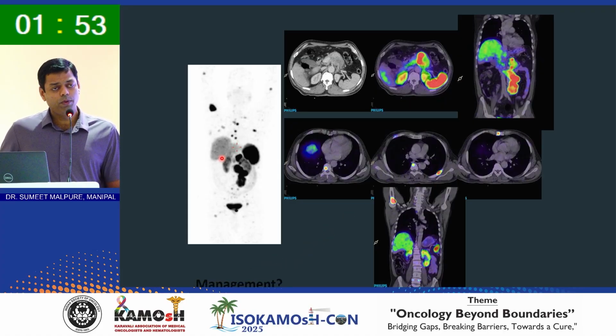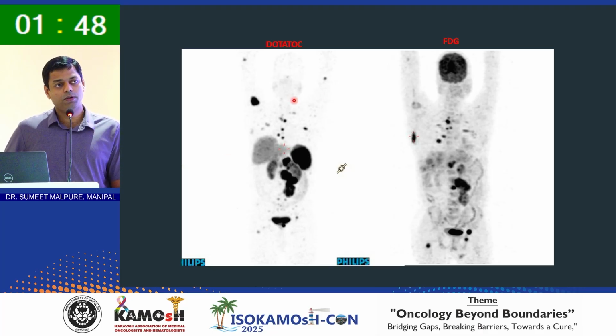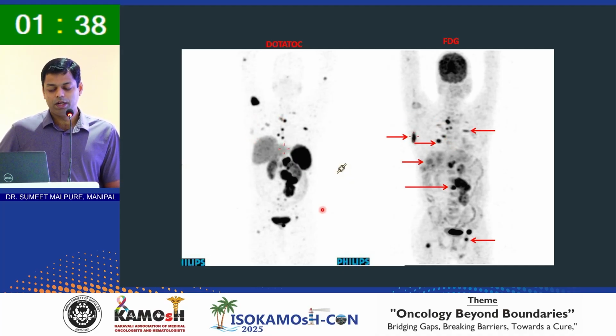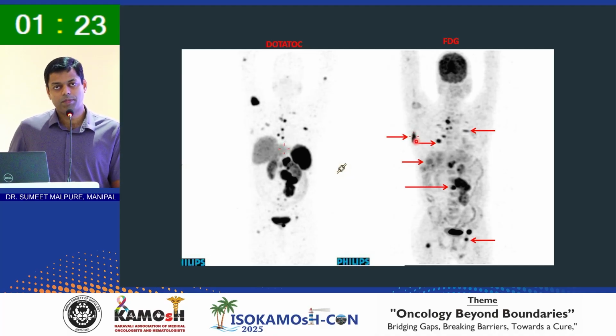However, do we go ahead with PRRT in this case? The answer is you have to do FDG, because it was poorly differentiated. And in FDG, we could see that there are multiple lesions which are SSTR mild positive or negative, but FDG positive. These are the patients in whom PRRT won't work. So just by doing two scans, you will be able to judge which patients will go for chemotherapy and who will go for PRRT.